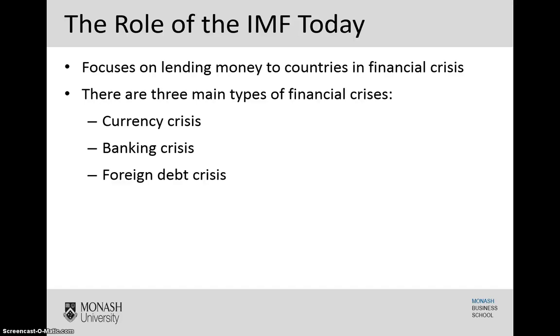So the IMF has basically had to adjust its role, and today we tend to see it focusing on lending money to countries in financial crisis. And there are three types of financial crises in particular where the IMF tends to step in today. They are a currency crisis, a banking crisis, or a foreign debt crisis. And we're going to go through each of these in turn.